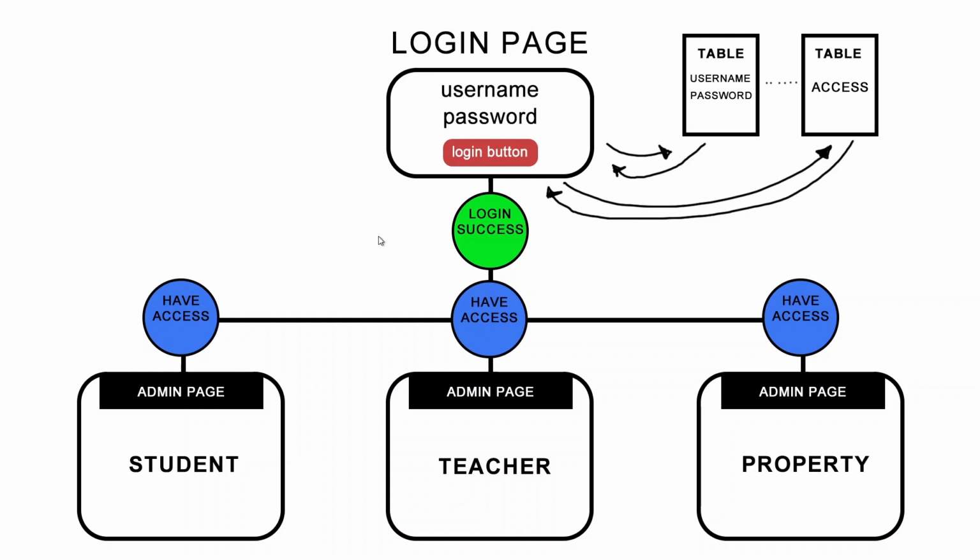for example, I am an admin. I have access to all of these pages. So the admin has the student page, the teacher page, and the property page. Admin has 3 accesses, and if I am a teacher, I only have 2 accesses for student and teacher, not property. And if I am a student, I only have access to student. So how to make this?